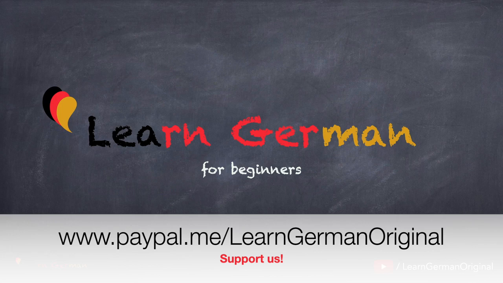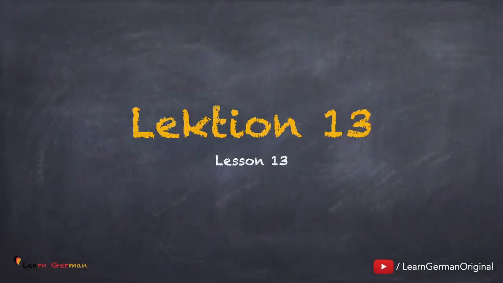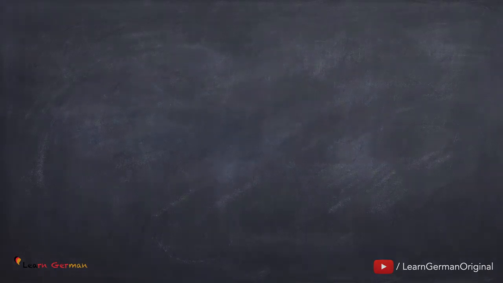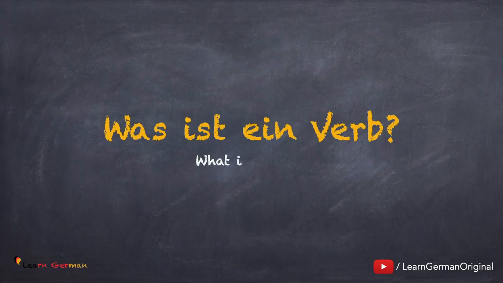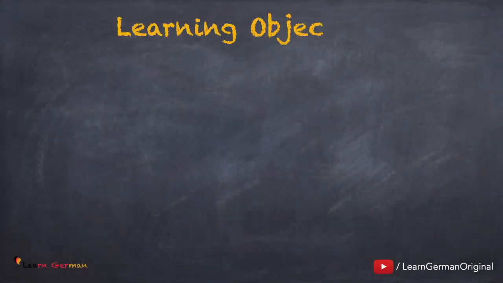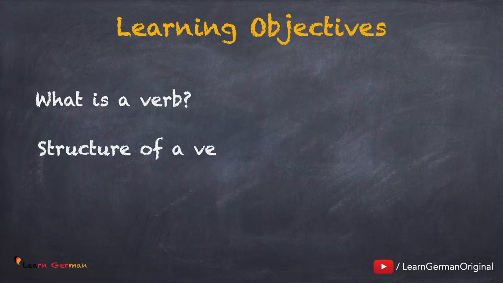In the last lesson you learned how to conjugate the two verbs haben and sein. Let's understand in this lesson what a verb is, what is its function, and what is the structure of a verb. So let's begin. Lektion 13. Once again, Lektion 13. Was ist ein Verb? What is a verb?